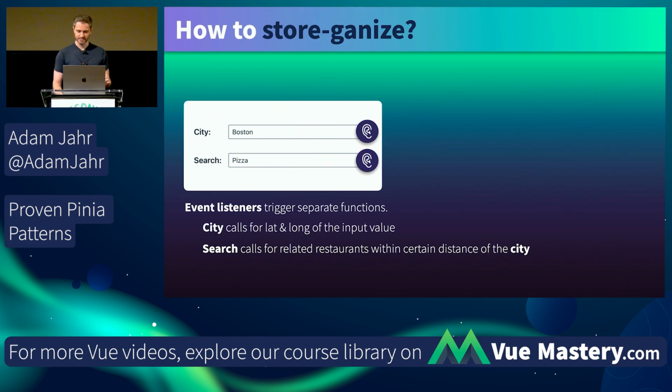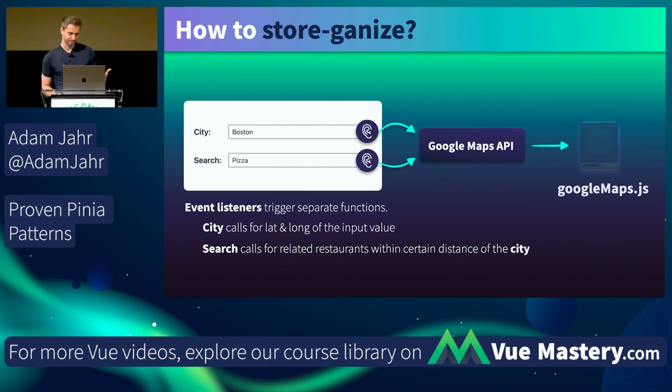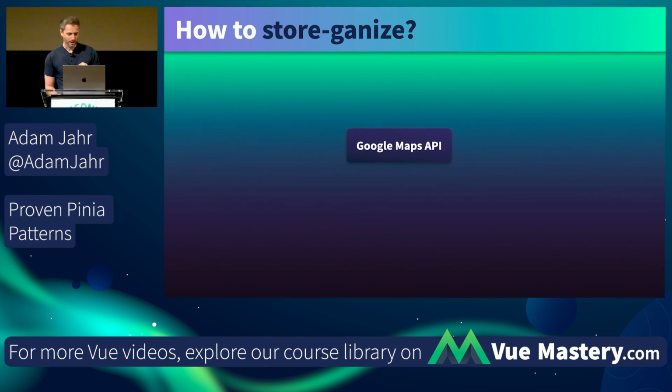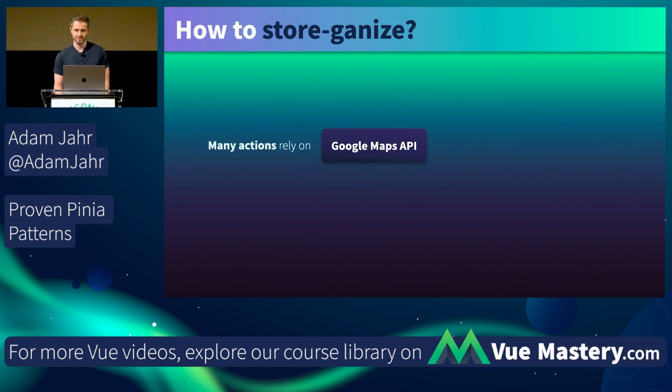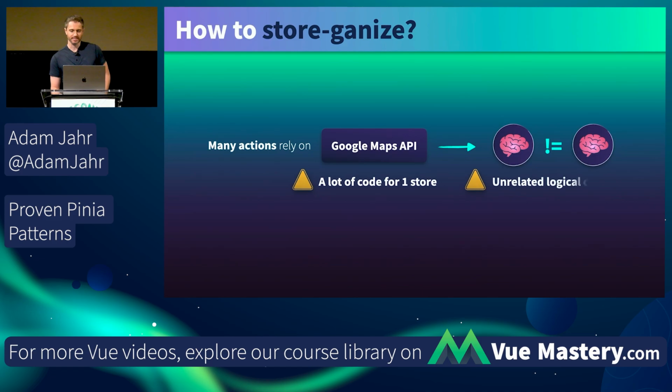So in other words, both the city and search inputs are using geolocation data from the Google Maps API. You might assume that you should then combine this logic into the same store, and we would maybe create a Google Maps store. However, when we look at our project holistically, we might determine that there are actually quite a few actions that rely on the Google Maps store. That might become too much bulk in that one store, a lot of code for that one domain. And more importantly, the actions might not all be related to the same logical concerns.